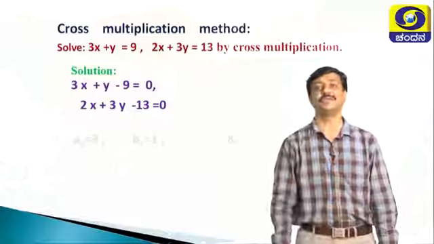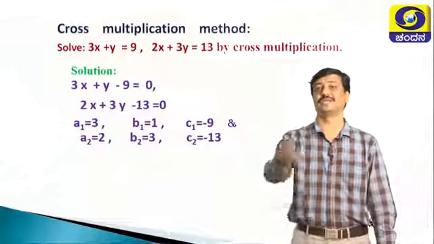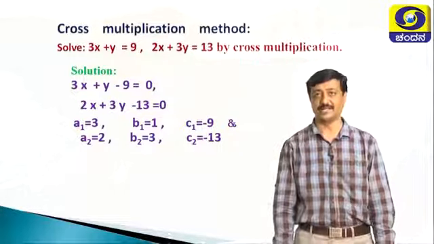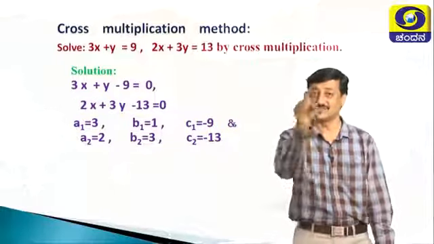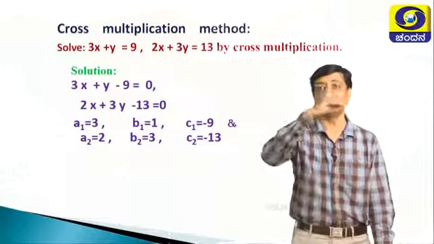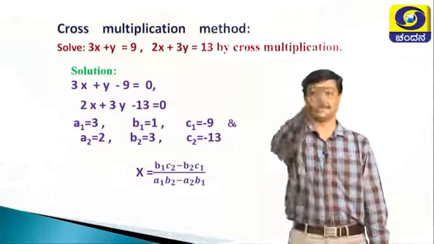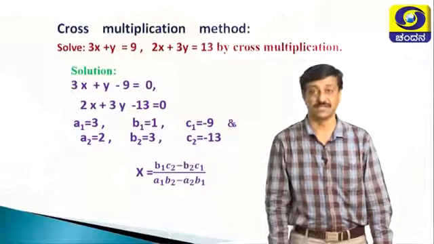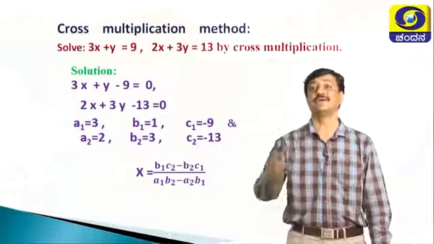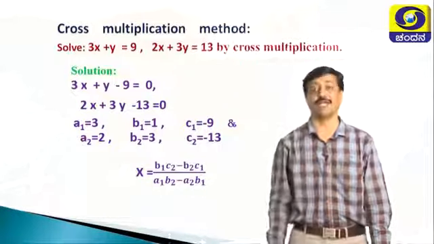Compare these two equations with the standard form and get the 6 values. You will get the value A1 is 3, B1 is 1 and C1 is minus 9. The value of A2 is 2 and B2 is 3 and C2 is minus 13. After writing these 6 values, directly you apply the formula for x. It says x is equal to B1 C2 minus B2 C1 divided by A1 B2 minus A2 B1. In place of A1, B1, A2, B2, C1, C2, you have to substitute the values.